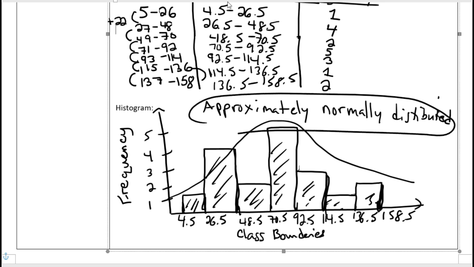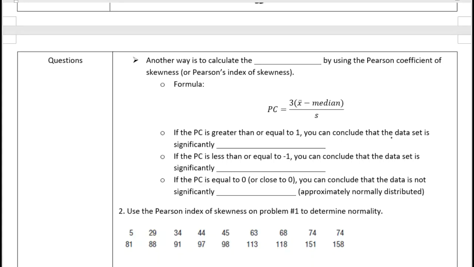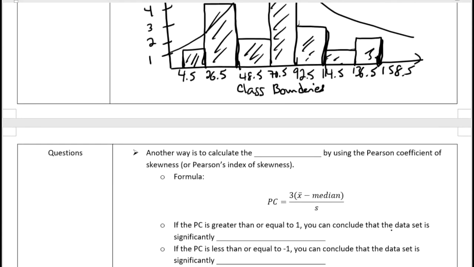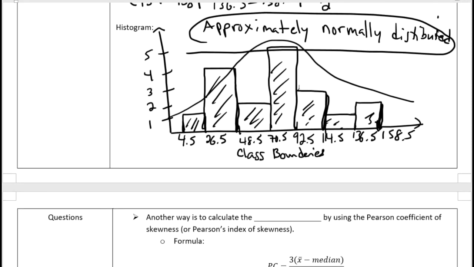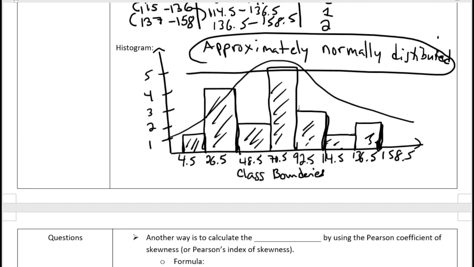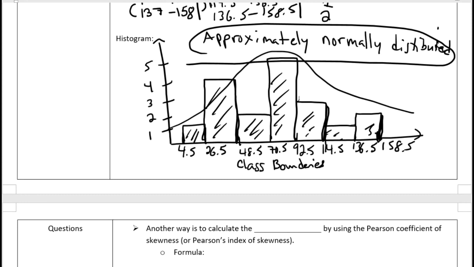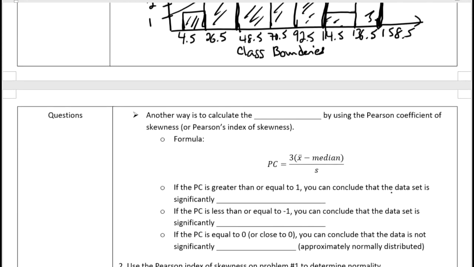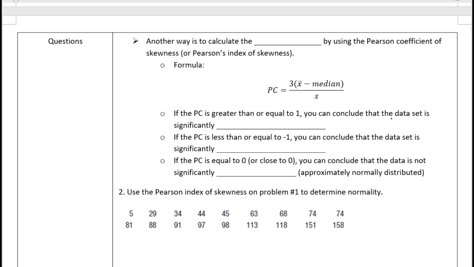All right, how do we know for sure that it's actually normal? So real quick, I needed to make a correction, which is why we skipped. Sometimes you'll get a histogram and you'll wonder if it's bell curved or not, or bell shaped. What really does help is to do a calculation. One way to calculate whether something is skewed or bell shaped is to use what we call the Pearson coefficient of skewness.